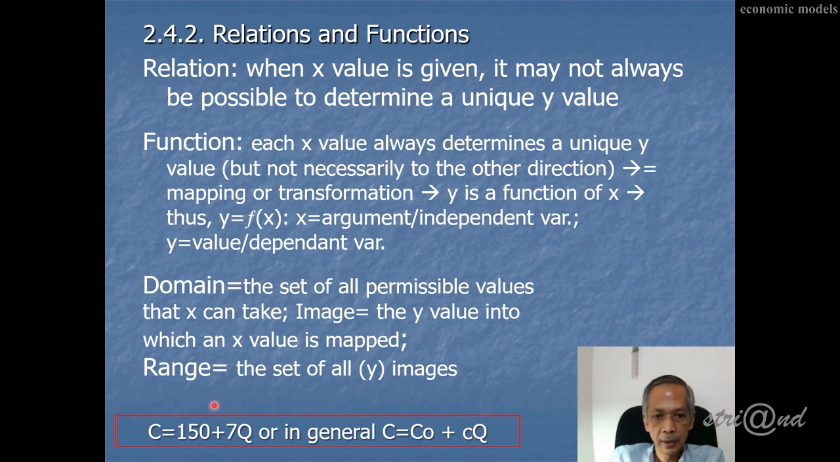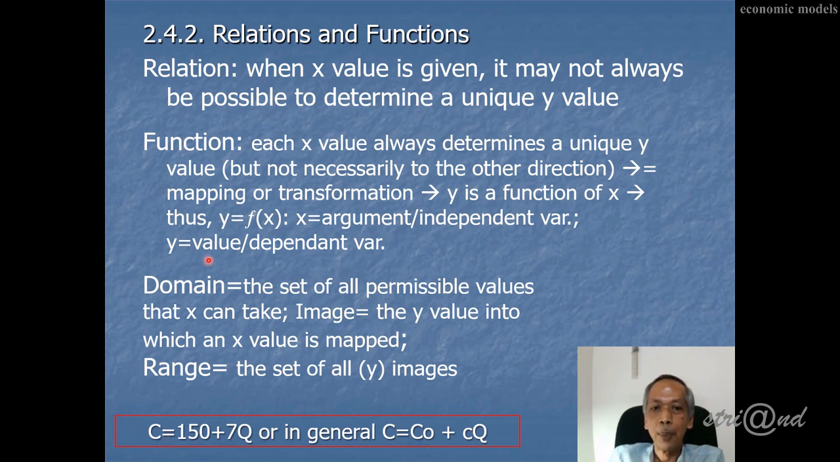In the previous slide, we discussed that this example is a relation. But this is not just any relation, because if it is just a relation in its broad meaning, when an x value is given, it may not always be possible to determine a unique y value. But in this example, each value of q is in relation with a unique value of c. That is why it is called a function, not just any relation, but a function.